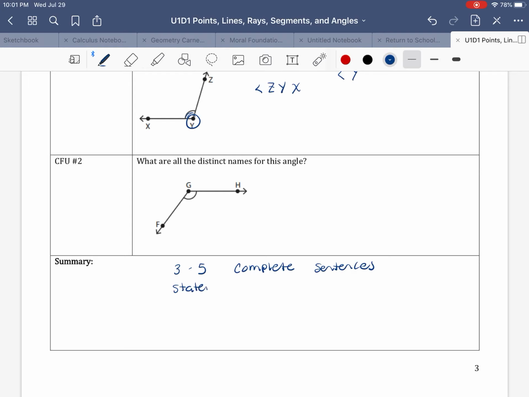So statement of inquiry, and use specific vocabulary, especially the vocabulary that we introduced in this lesson.